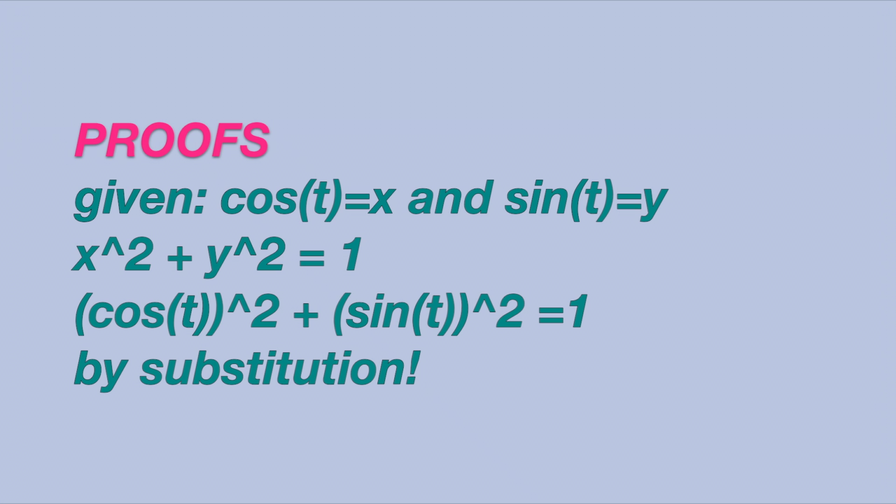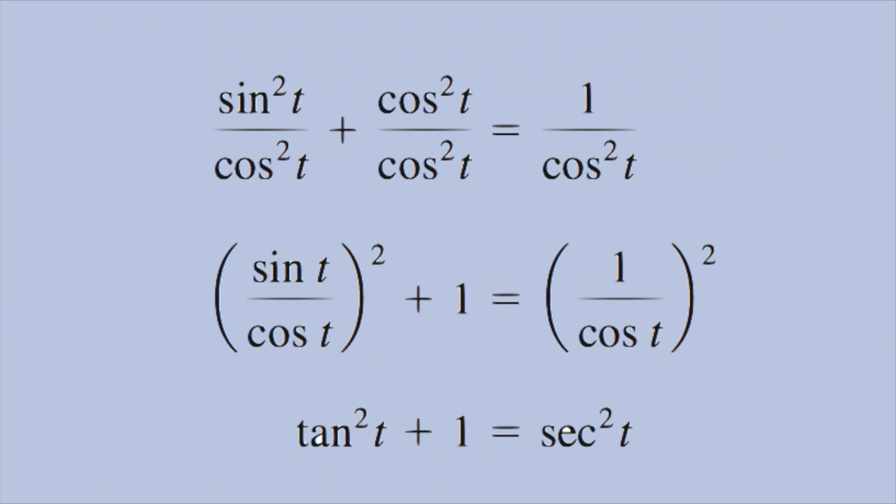By definition of a terminal point P(x, y) on the unit circle, and given that cosine of t equals x and sine of t equals y, we can use the equation of the unit circle to find that sine squared of t plus cosine squared of t equals 1. To find another identity, you can divide that equation by cosine squared t. Doing so would get you tan squared t plus 1 equals secant squared t.